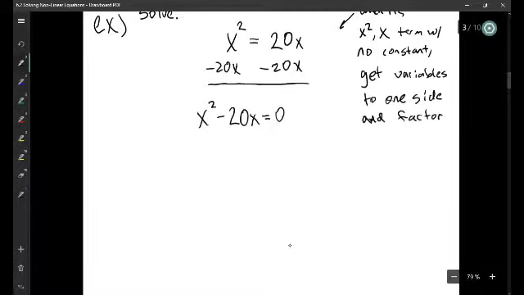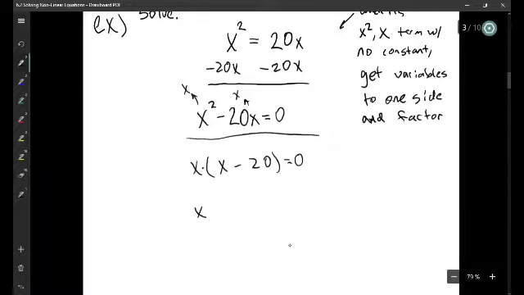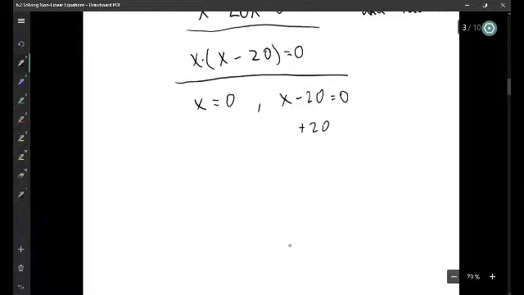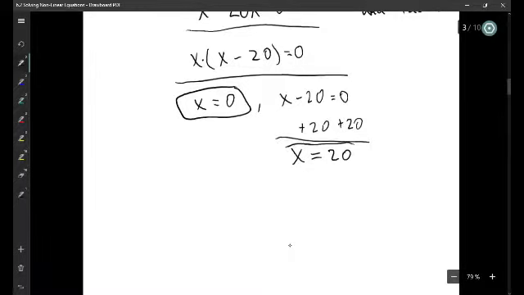Now, what's the GCF of the terms? Well, it's x, so we can factor out x. We have x times x minus 20 equals 0. Now we can use the zero product rule, so we can say x is equal to 0, or x minus 20 is equal to 0. And then we can solve for x here and get x equals 20. And we have x equals 0, or x is equal to 20.